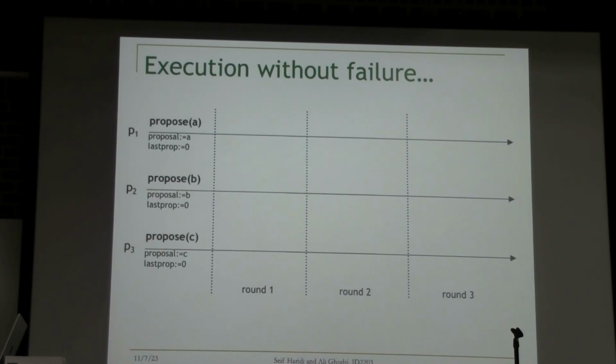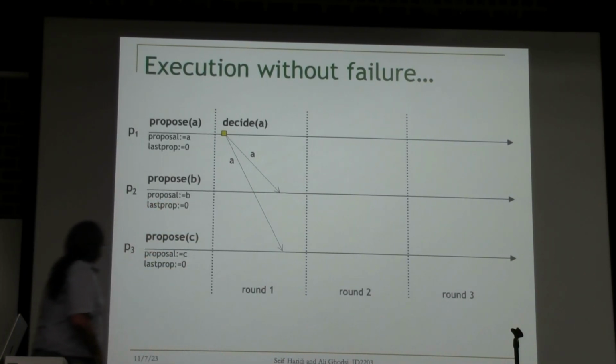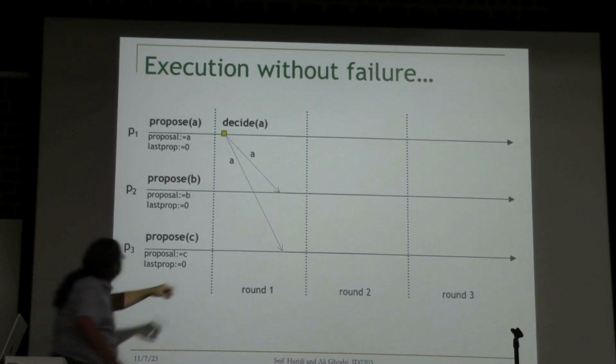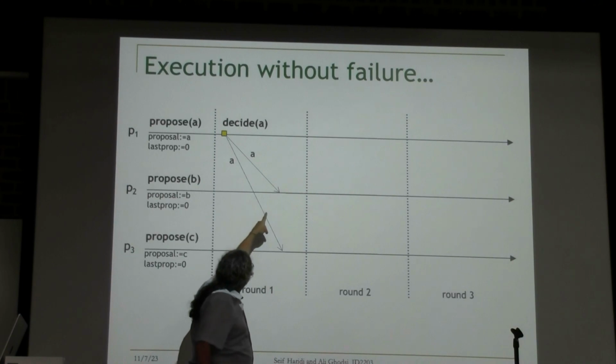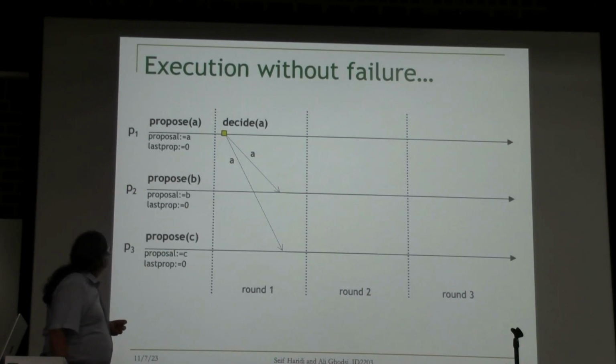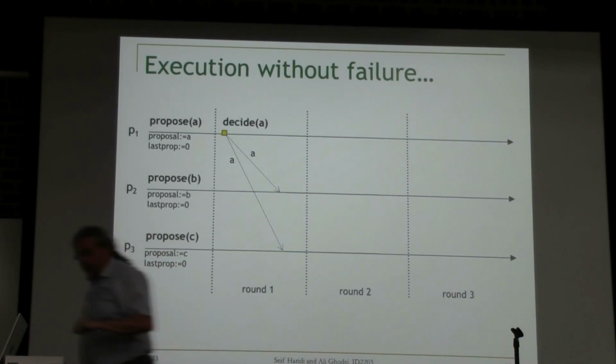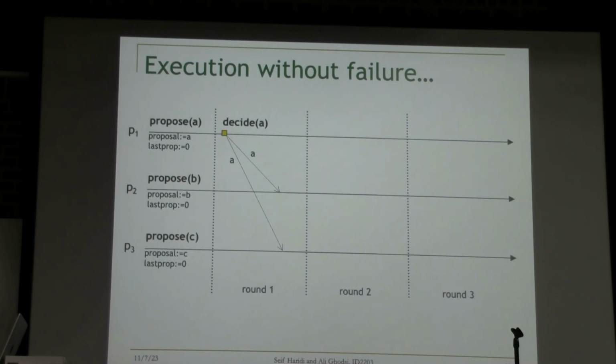So here, for example, we take an example with 3 nodes. Decide A, and this is round 1. P1 broadcasts A, and notice each of the other 2 nodes knows when to go to round 2. There are 2 possibilities. Either it gets a message from node 1, P1, or it gets a crash indication from P1. In either of those 2 conditions, it jumps to round 2. So the A's here are accepted. The last proposal is 1.